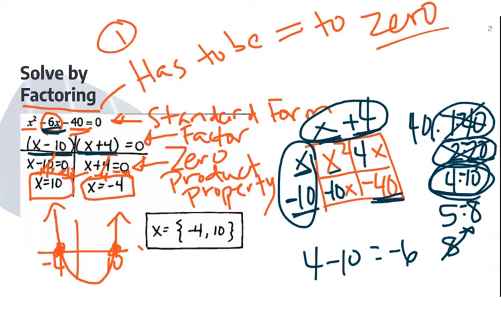Right? So it's got to be in factored form. If it's in standard form, you've got to change it so it's in factored form. So I'll put both of these as number 2. All right, and then 3, you've got to use that zero product property rule.